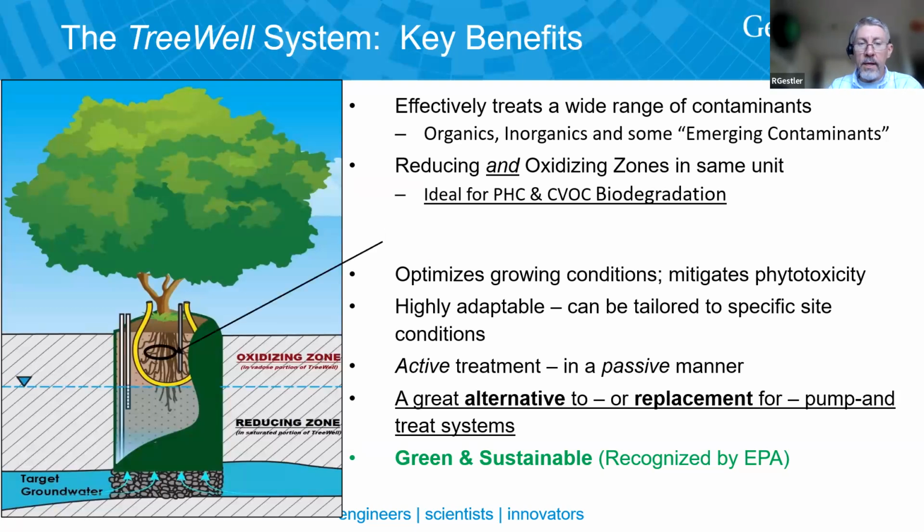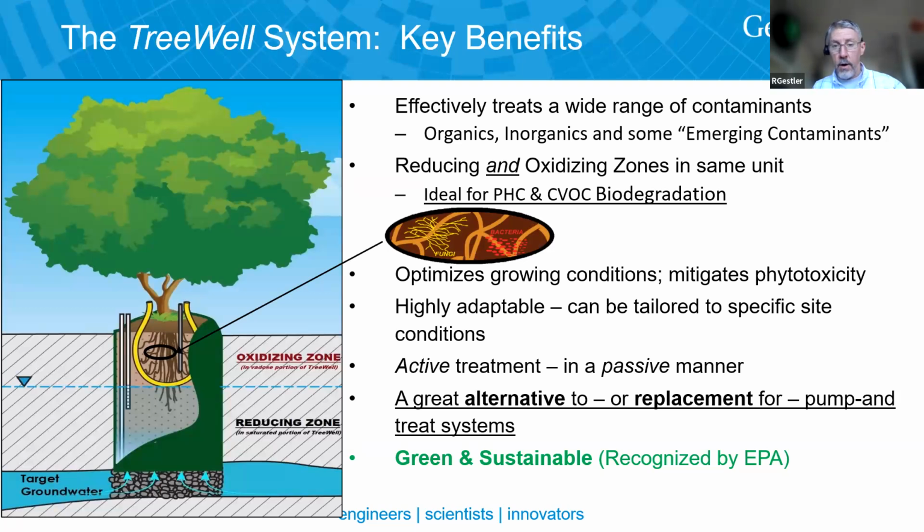Again, much like conventional phyto, we have an active rhizosphere community here that's really contributing mightily to the degradation of a lot of the organic contaminants we're targeting. So this system optimizes growing conditions. It helps to reduce phytotoxicity due to high contaminant concentrations. It's very adaptable. We can tailor this to specific site pollutants or site conditions.